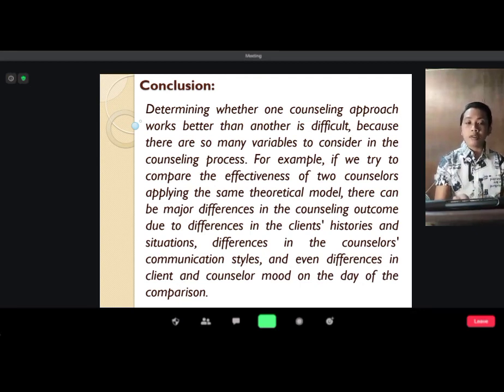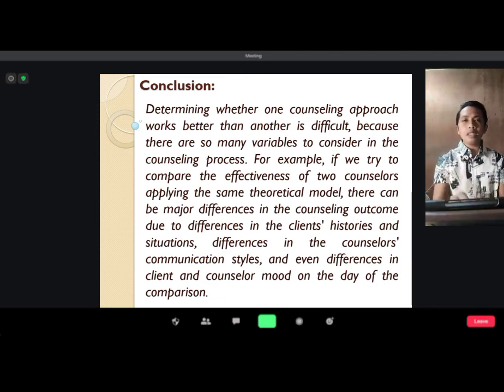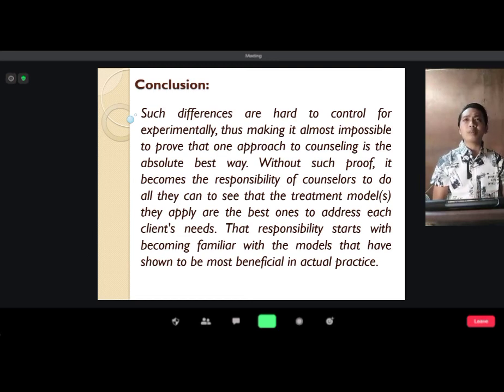So, differences in the counselor's communication, kung paano iba yung pag-communicate mo sa isa, iba rin strategy niya. So, kakaiba yun siya. And even the differences in the counselor's mood, kumbaga, yung mood mo isang araw ay ganito, medyo affected ka, yung isang counselor, ganito ang pag-deal niya sa the same day, iba naman. So, hindi siya pare-pareho. So, such differences daw are hard to control for experimentally.